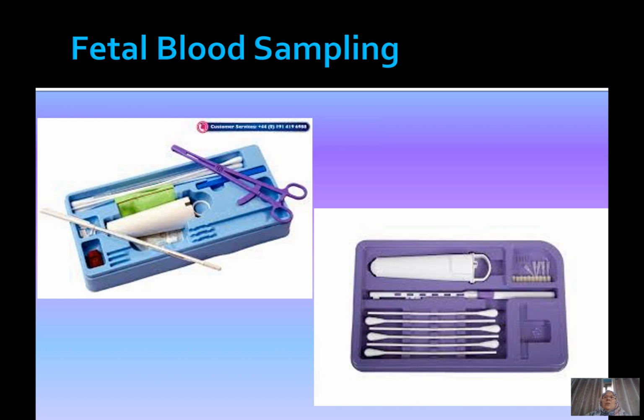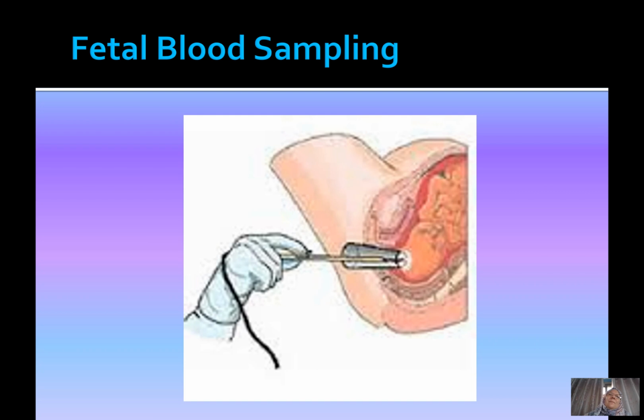These are single-use sets for doing FBSs. They include the amnioscope, which is the white tube-like instrument. They include swabs, and capillary tubes, as well as a little device where you can put a pricker on to make the prick into the fetal scalp. And this is how it would look when you do it. The patient is in lithotomy position. You insert the speculum, the amnioscope, and this is how you do this procedure.